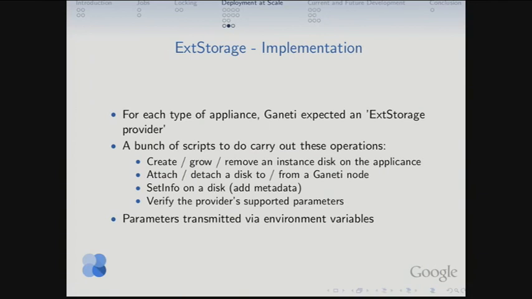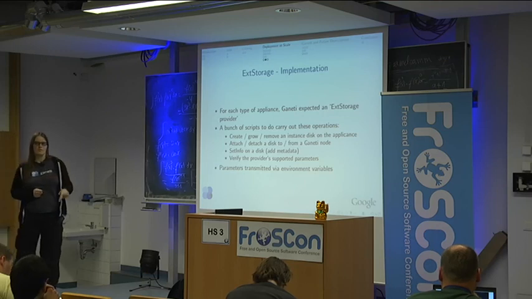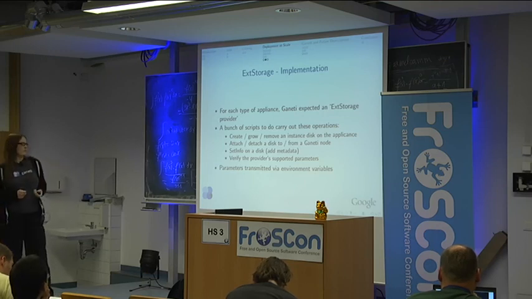It works in a way that you have to provide a few scripts that do the typical operations, which means you create an instance disk on that appliance, you grow it, remove it, and then if you want to actually place the instance, you attach or detach it to a node. You might need to set some metadata, and you can have additional parameters, as I said, and the scripts would like to do some verification that it actually is a valid string or whatever you expect there. And the parameters are transmitted by environment variables. This is a similar mechanism to the instance OS install scripts that Ganeti already has implemented.